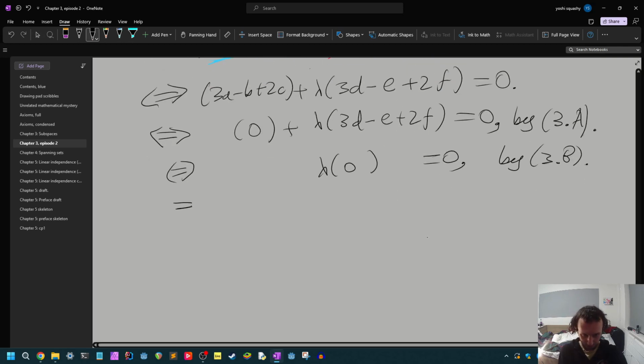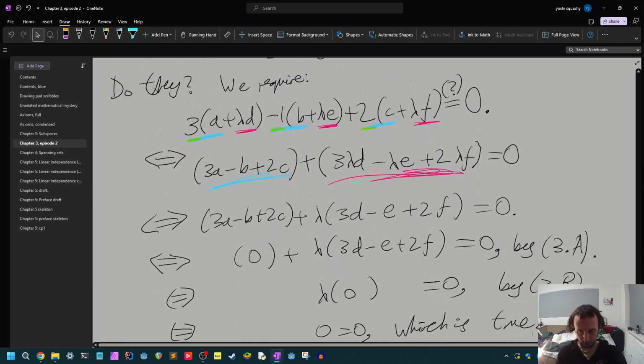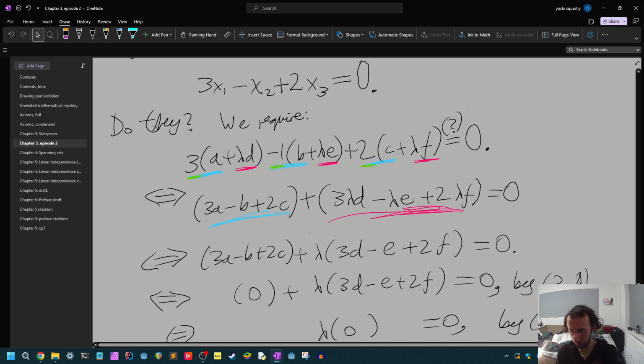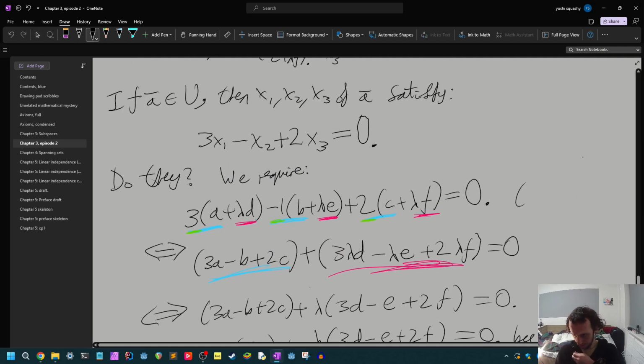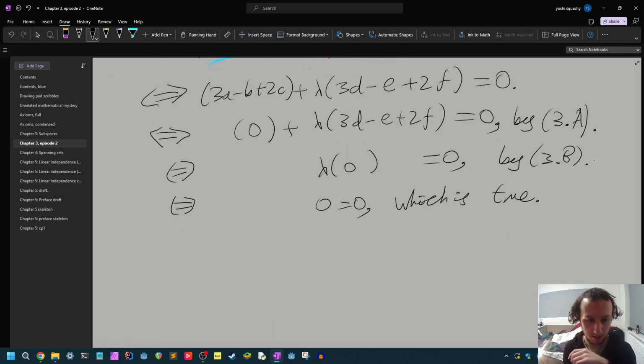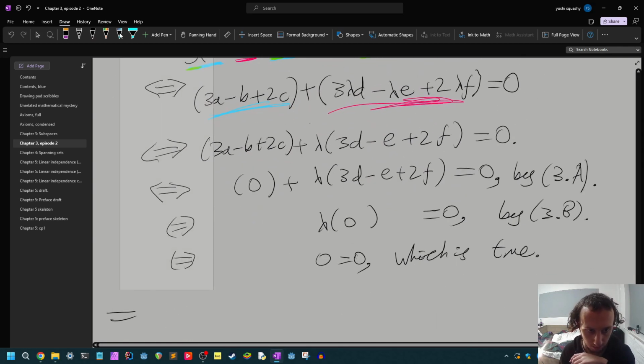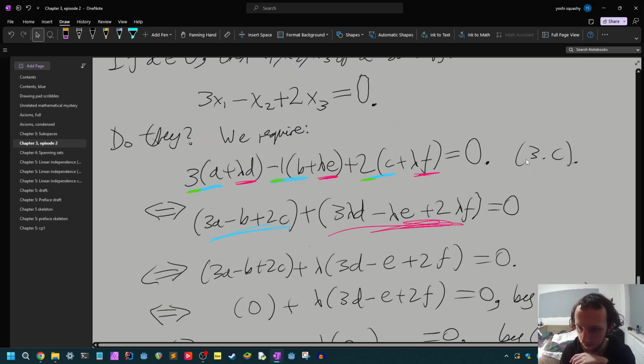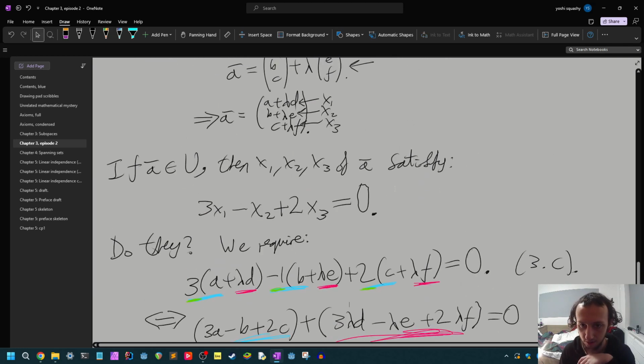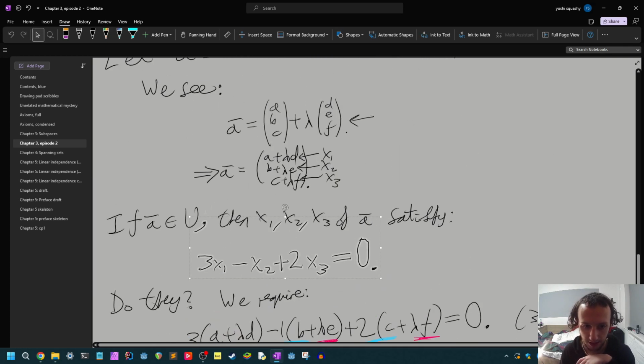And therefore, we simply see 0 equals 0, which is true. We can remove this and give it a label. Call this 3 point C. So because this is true, and we had both double arrows on every single point here, therefore this is true if and only if this is true, which is what we require to be true. Therefore, A satisfies this, and therefore A is the set of U.